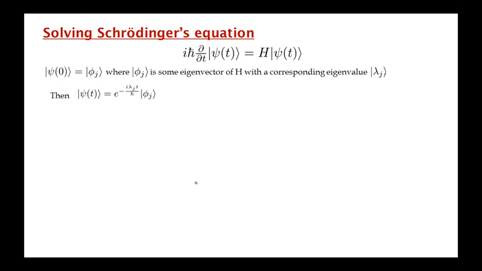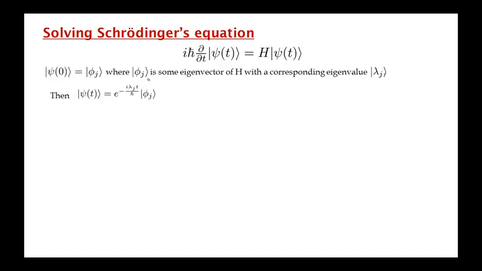Okay, so now, how do we actually solve Schrödinger's equation? We are given ψ at time 0, and we want to understand what ψ at time t looks like. It turns out that the key to solving Schrödinger's equation is understanding the eigenvectors of H, the states of definite energy. They evolve in a very nice way. So let's say that our initial state ψ at time 0 was one of the eigenstates φ_j of the Hamiltonian, and let's say that the corresponding eigenvalue was λ_j. This is the energy of the eigenstate φ_j.